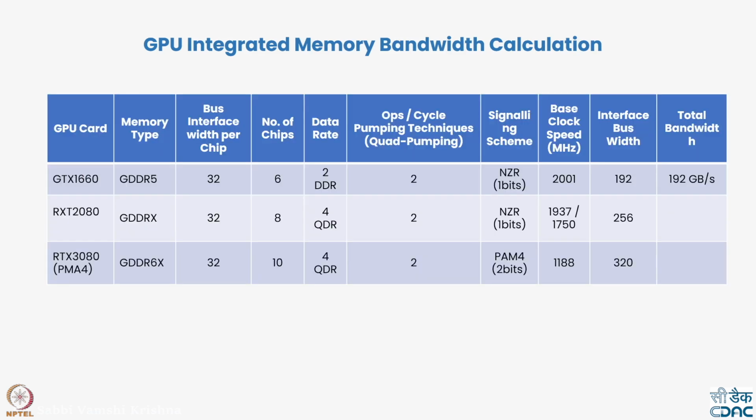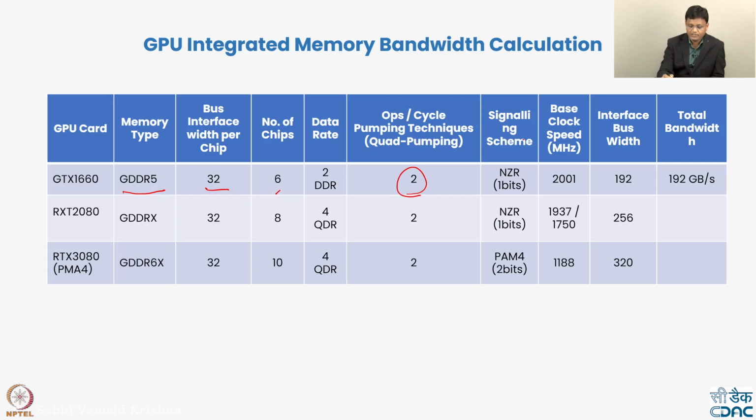Here is one table. One I have calculated for you and the remaining is left for further practice for the learners. Look at the GTX 1660 card, which uses GDDR5 memory. If you see the data sheet, the bus interface width per chip is 32 and the number of chips is 6, and it supports double data rate, so it is called 2 for DDR. Operation per cycle, pumping technique: it uses quad pumping, so we have to apply the value 2 here.